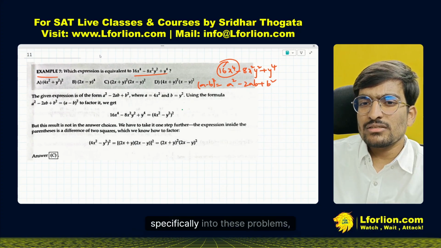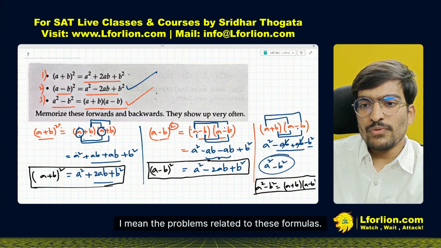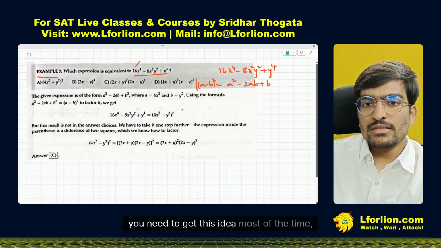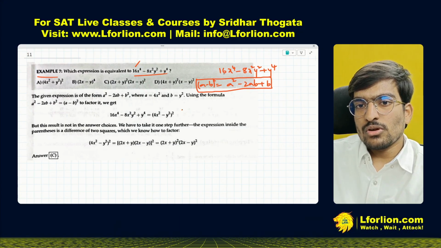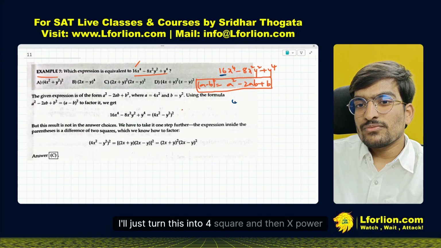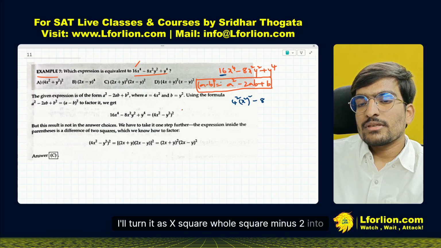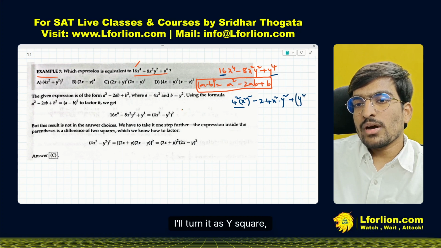We are specifically going through problems related to these formulas. After seeing numbers like 16, most of the time you need to get this idea of using the (a minus b) whole square. So how to solve it? I'll turn this into 4 square, and x power 4 as (x square) whole square, minus 2 into a. What is a here? 4x square, and b is y square. So plus y power 4, I'll turn it into (y square) whole square.